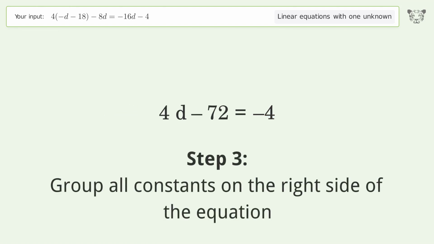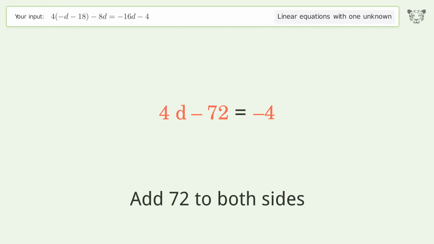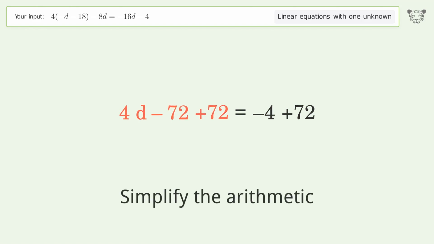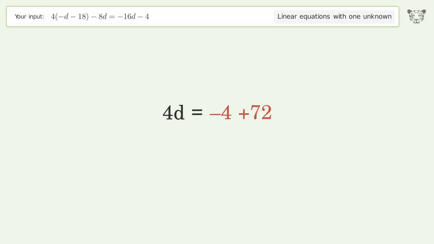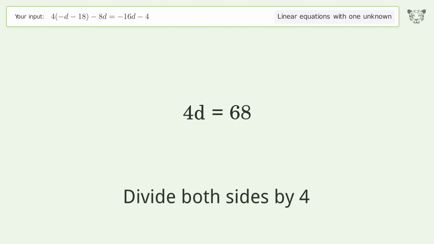Group all constants on the right side of the equation. Add 72 to both sides. Simplify the arithmetic. Isolate the d. Divide both sides by 4.